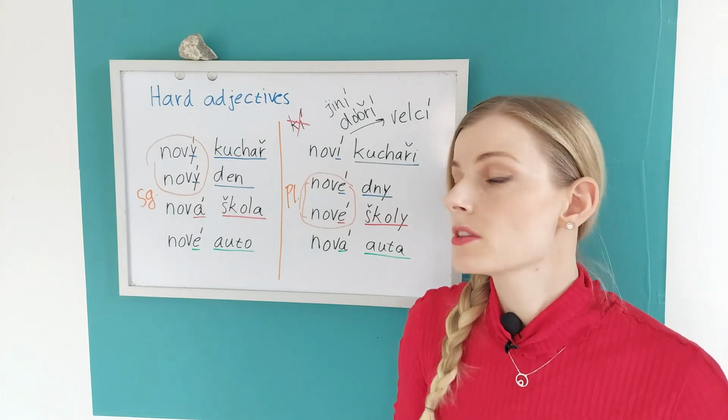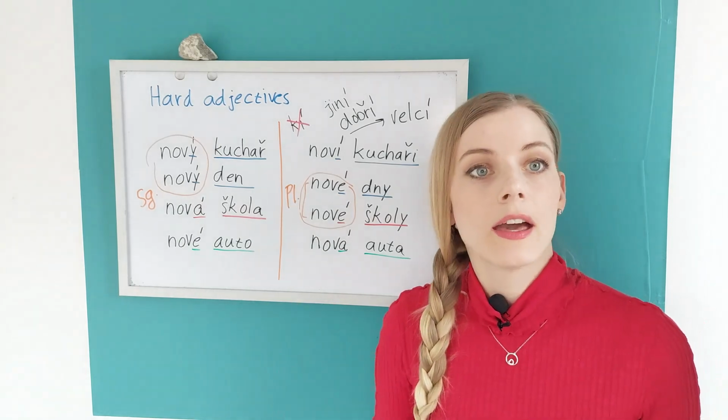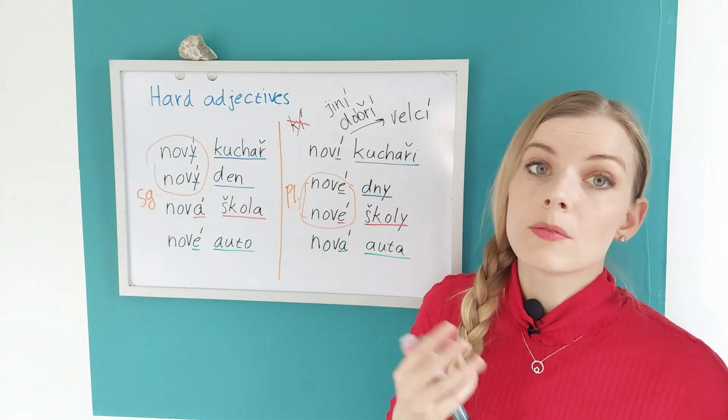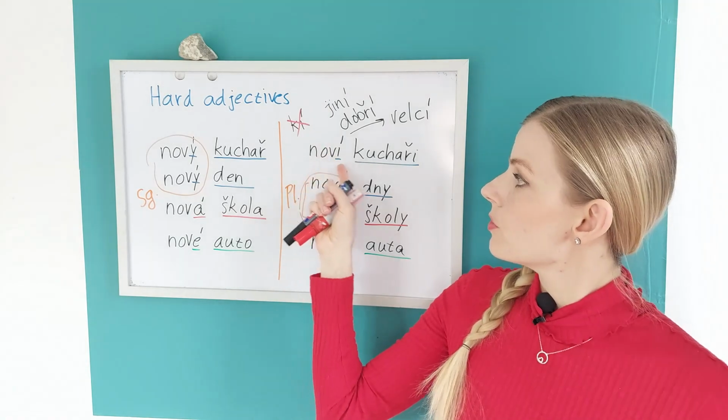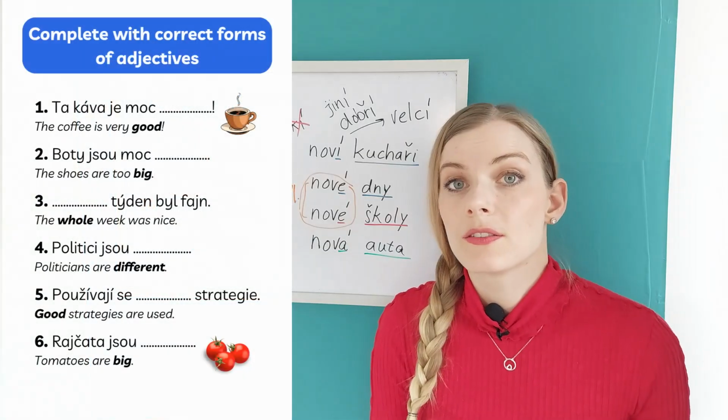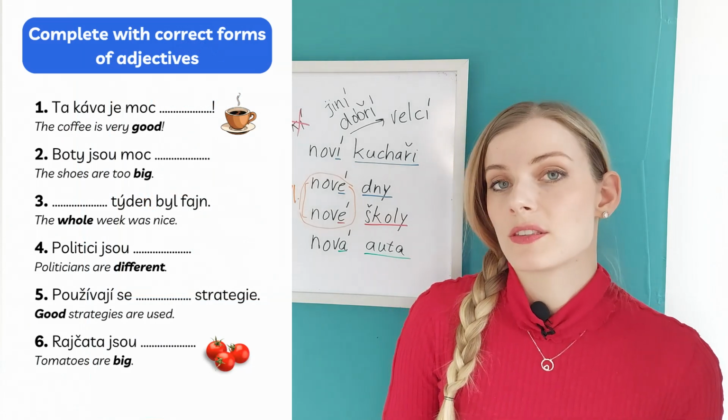What happens with the adjective celý? L is an ambiguous consonant. That means there can be I or Y. That means it doesn't affect this form here. We could write celý and celí with Y or I. Let's do an exercise now. Complete the right form of the adjective that's missing.